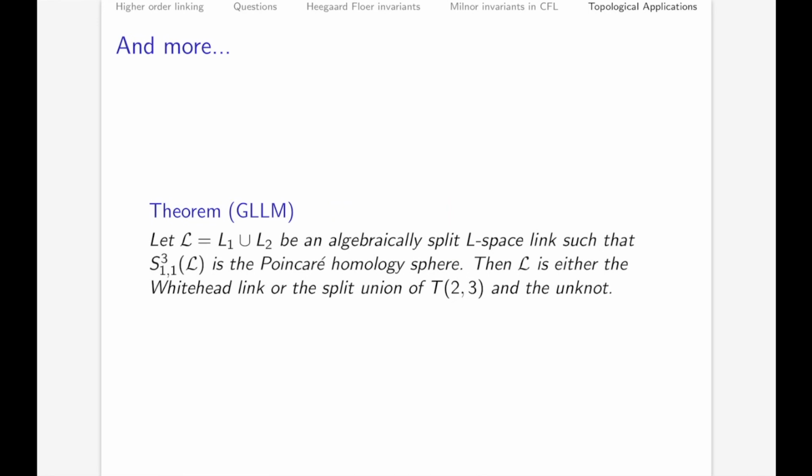There are more detection type results that we prove. We prove a result that says if you have an algebraically split L-space link that's the Poincare homology sphere, then L is either the Whitehead link or the split union of the trefoil and the unknot. In some of the statements, we assume that we have a Brunnian link, and some of the statements we don't, like this one. So these are the types of statements that we can make and prove. You can find this work, by the way, posted to the archive now, and it's been submitted.